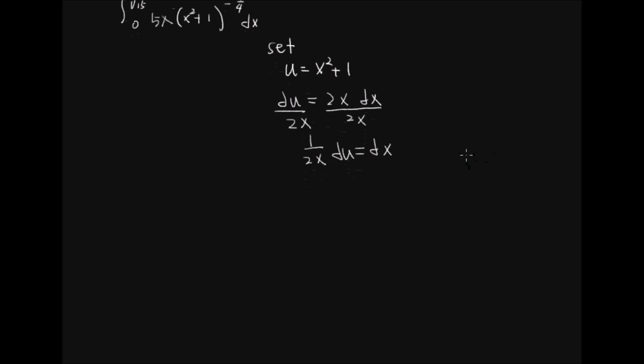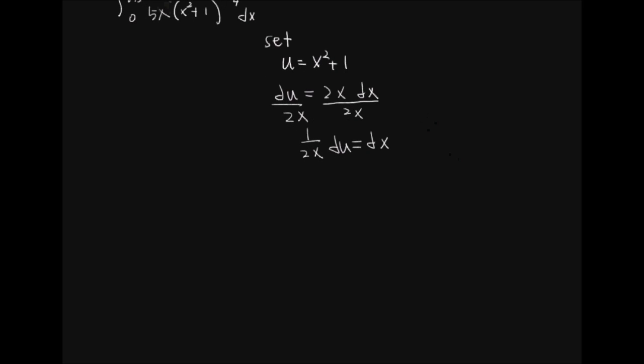It's actually pretty straightforward. All we need to do is plug in 0 to x squared plus 1, so 0 squared plus 1 equals 1. And then the square root of 15 squared plus 1 is 16. So we're going to change the limits from 1 to 16.